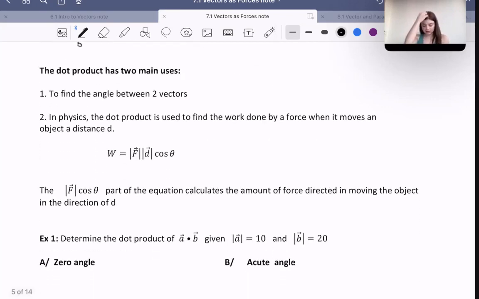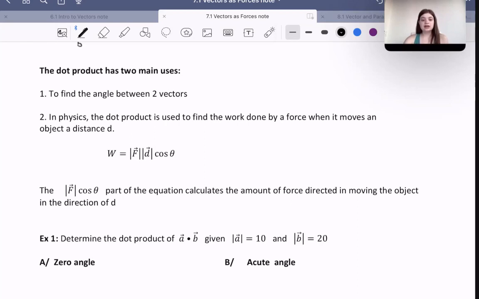So in physics, the dot product is used to find the work done by a force when it moves an object a distance d, right? So work done is equal to the magnitude of the force times the magnitude of the distance times cosine theta, right? The magnitude of the force, cosine theta part of the equation, calculates the amount of force directed in moving the object in that direction d. So those are the ways that we can actually use this, right? This is why we actually care about it.